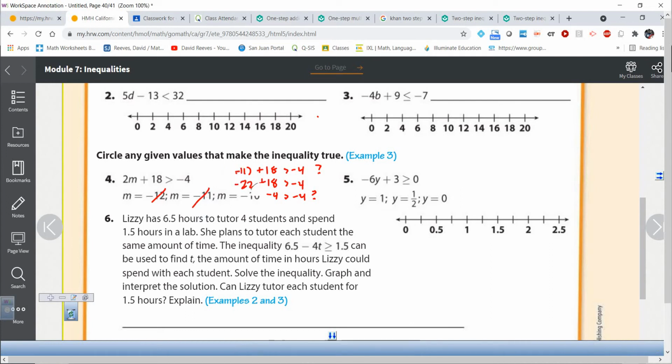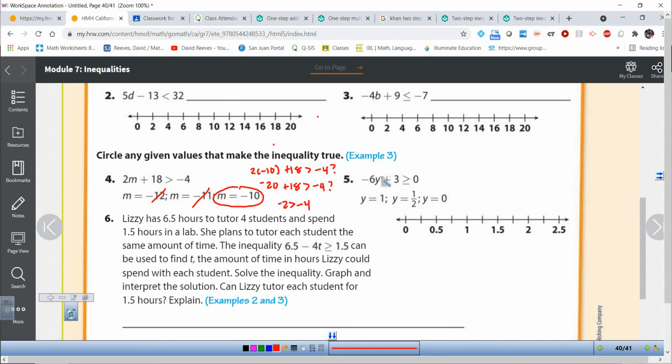I sure hope -10 works. Pretty sure it is going to work, right? 2 times -10 plus 18. Is that greater than -4? Well, what do we get? We get -20 plus 18. Is that greater than -4? Well, -2, guess what? It is greater than -4. So this is the one that is greater.